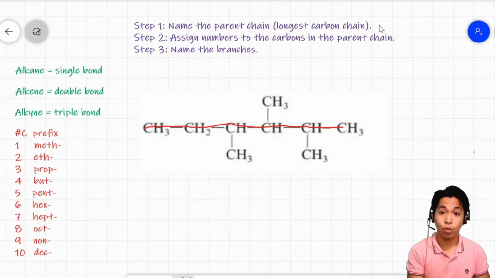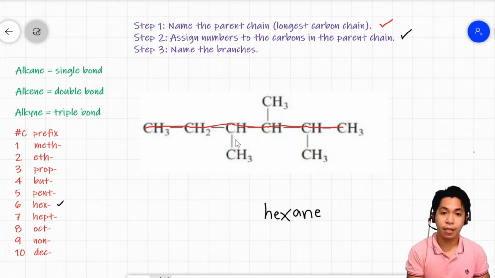Next one, we are going to name it. Our parent chain has 6 carbon atoms. So that means we will use the prefix hex, and to indicate that everything is single bonded, -ane. Next one, we are now going to assign numbers to our parent chain.